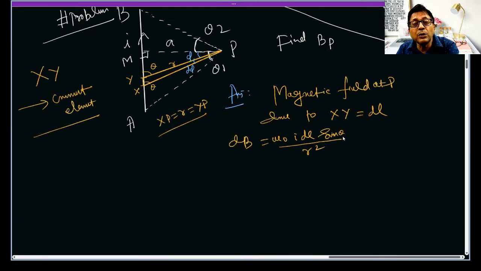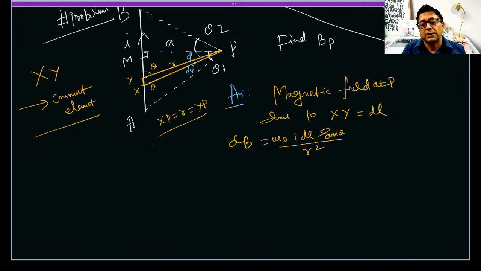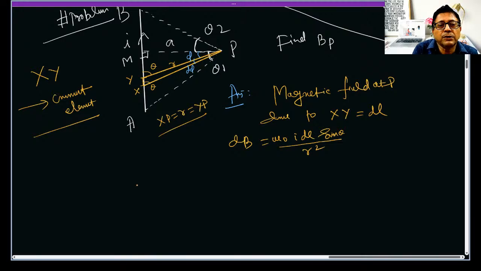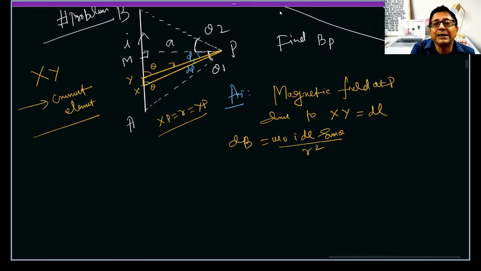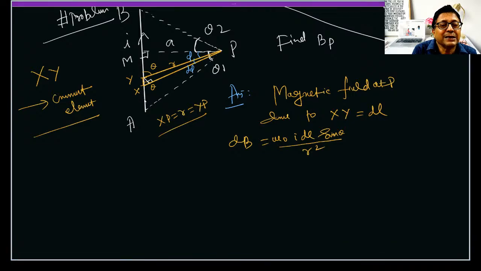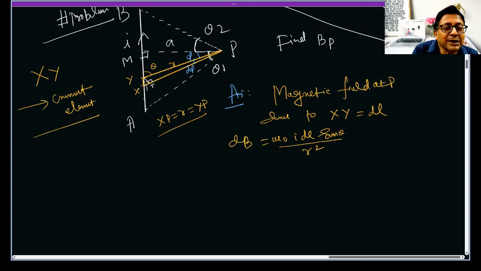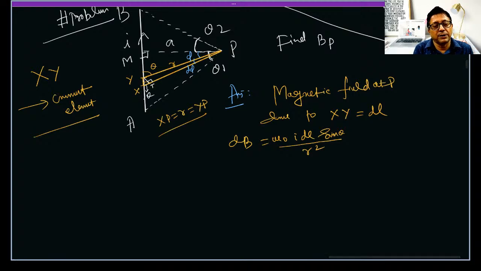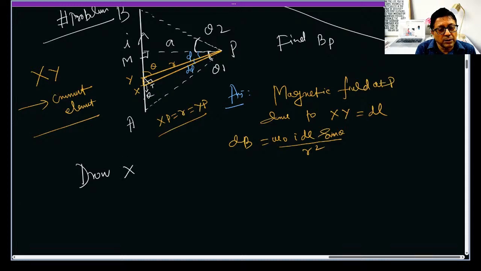So let us express this whole thing in terms of phi. How to? My effort will be like this. I'll be drawing a perpendicular here. X to T is a perpendicular. Don't forget that this angle is theta. XT is a perpendicular. Draw YT perpendicular to XP.